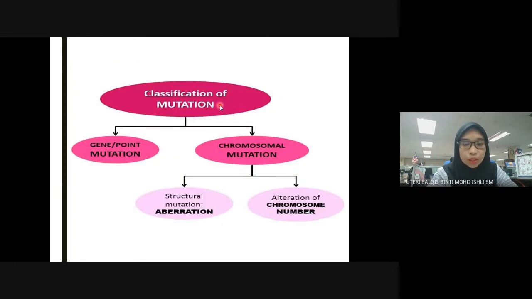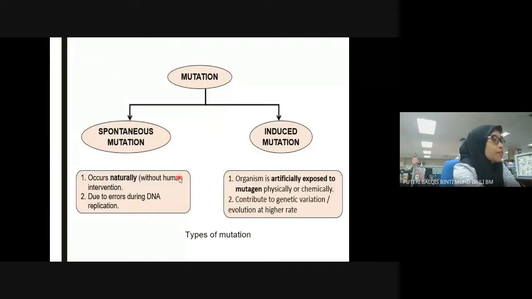And for mutation, we have two classifications. We have gene or point mutation, and chromosomal mutation. Okay, chromosomal mutation ni boleh dibahagikan kepada dua lagi lah: structural mutation, also known as chromosomal aberration, and alteration of chromosome number. Okay. So mutation kita ada dua. Kita ada spontaneous mutation and also induced mutation.